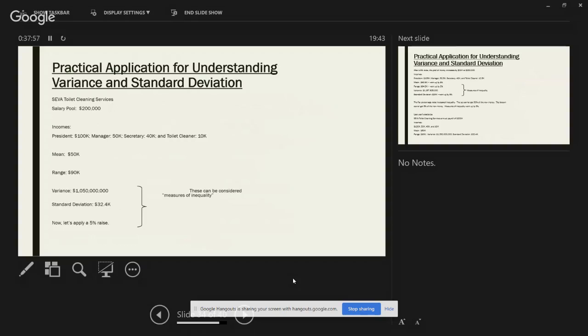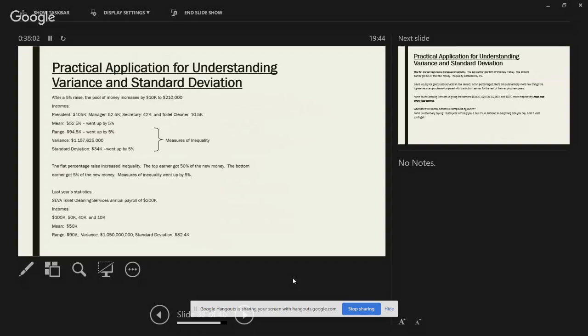If we say that we are giving an appraisal of 5%, so the 5% of our complete salary pool, which is $200,000, is going to be $10,000. Now if we divide the salary among the 4 employees we have, the president will get a hike of $5,000, which will become $105,000. For manager, he will get a hike of $2,500.